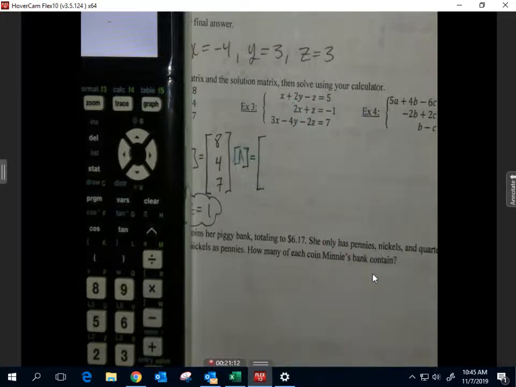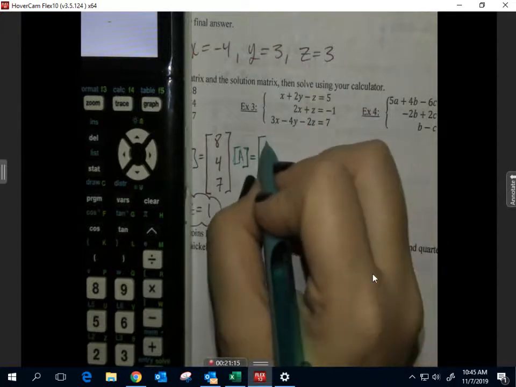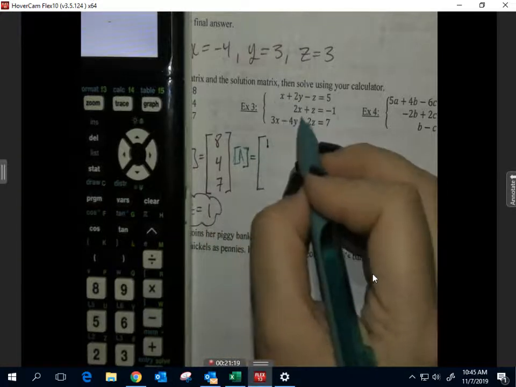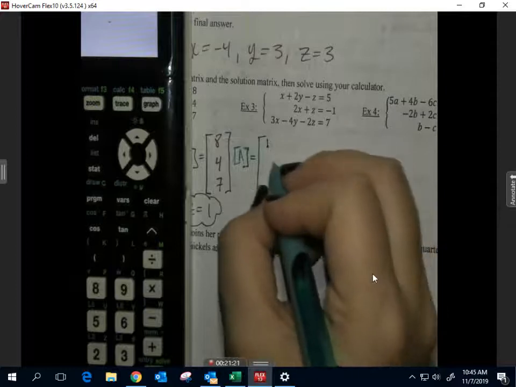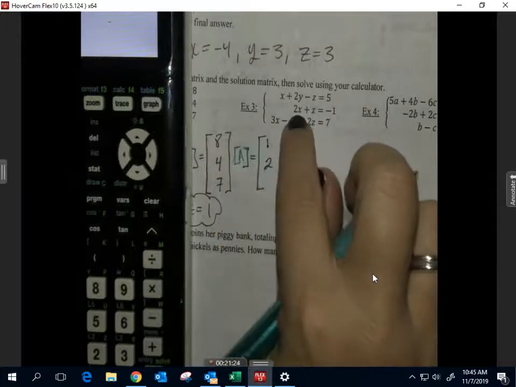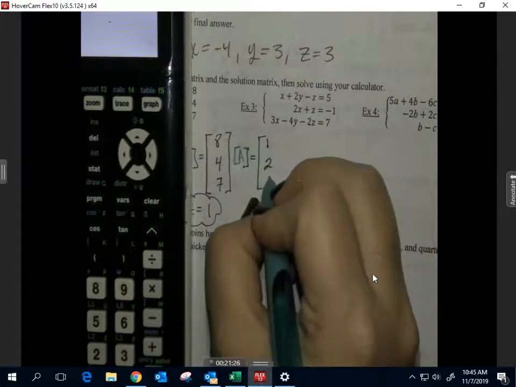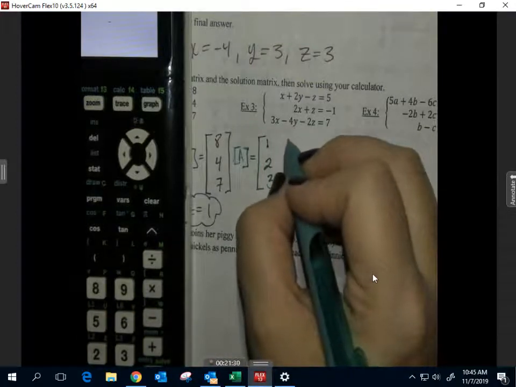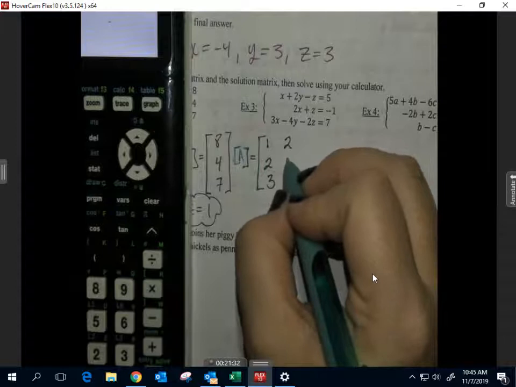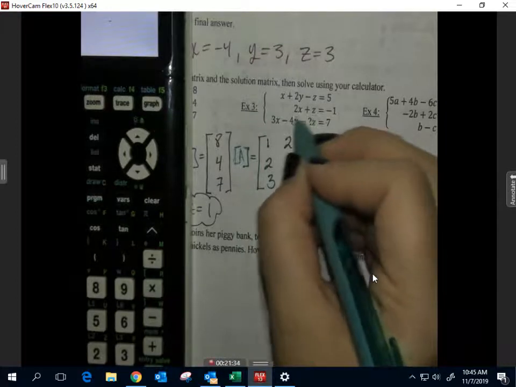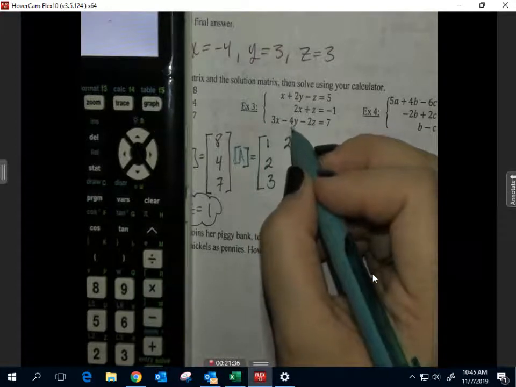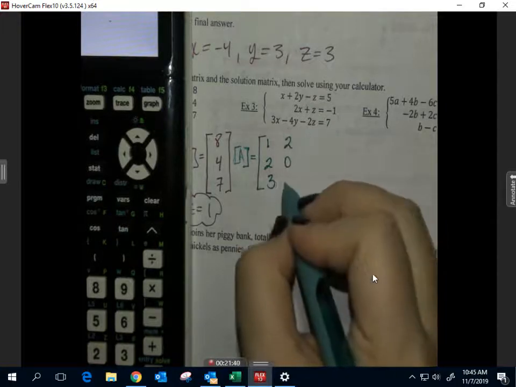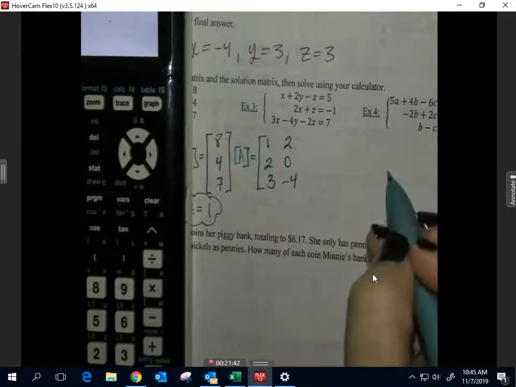My coefficients for x are what? 1. What's the next one? 2, because it's right there. See it? And then 3. Alright, my y coefficients? 2. Now, is there a y in the second equation? Nope, so that's going to be 0. And the third equation? Very good.